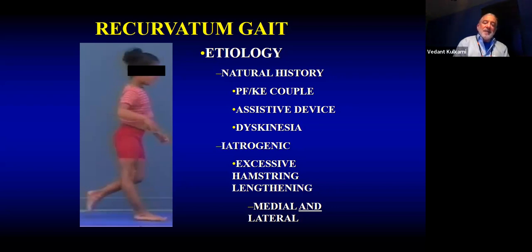Unfortunately, recurvatum gait may also be iatrogenic. We see it following excessive lengthening of the hamstrings. And almost always that means the medial and lateral hamstrings were lengthened. Here, you'll rarely, if ever, see us lengthen the lateral hamstrings in an ambulator.